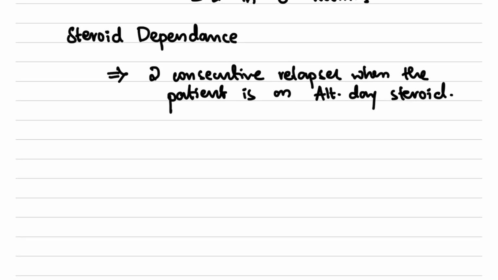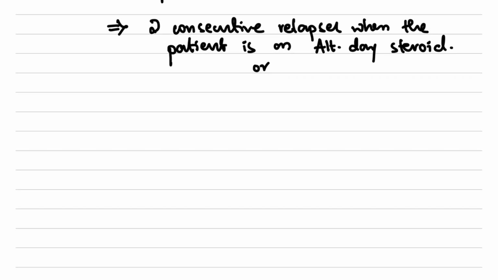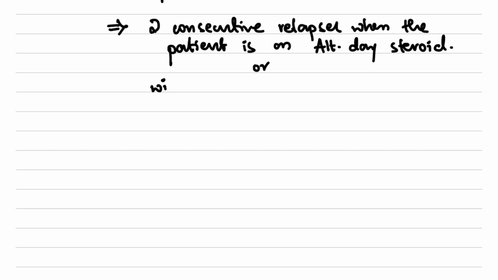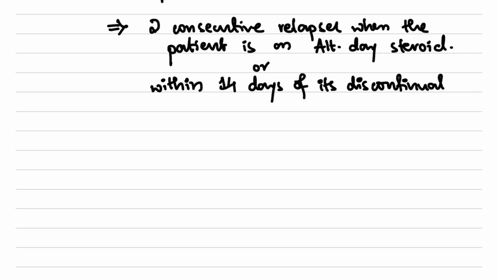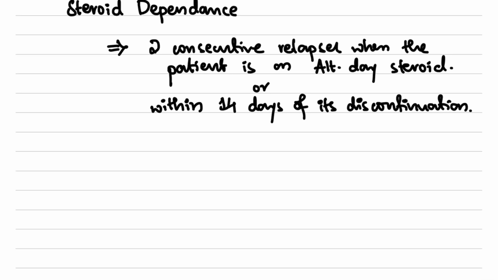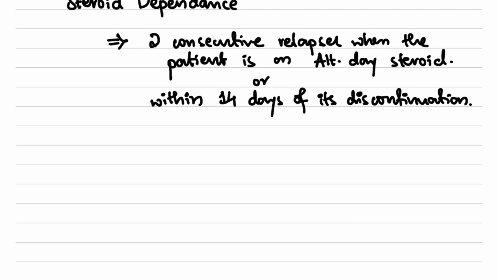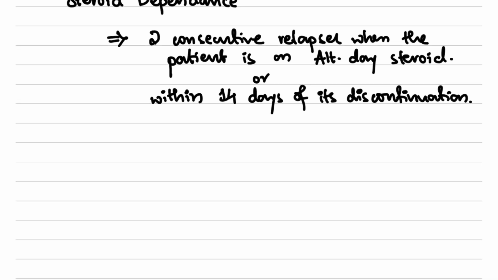Or we have another definition: within 14 days of its discontinuation. Okay, so this is the definition of steroid dependence. The patient is having more than or equal to 2 consecutive relapses when the patient is on alternate day steroid therapy or within 14 days of the steroid discontinuation.